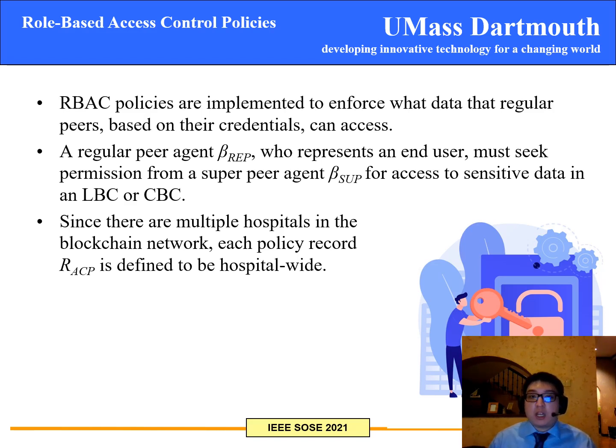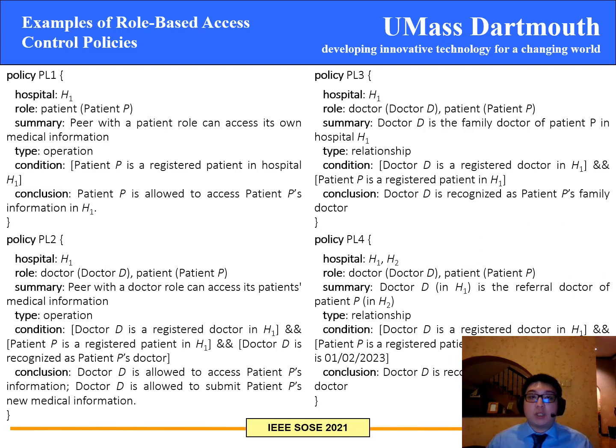Since there are multiple hospitals in a blockchain network, each policy record is defined to be hospital-wide, and this means that a policy record that is applicable to a certain hospital may not be applicable to another one unless otherwise specified. Here we show examples of the policies that can be found in our proposed blockchain system. There are two policy types. An operation type specifies a permission or task that a regular peer is allowed to do, and the second one is a relationship type that specifies the relationship among multiple regular peers.